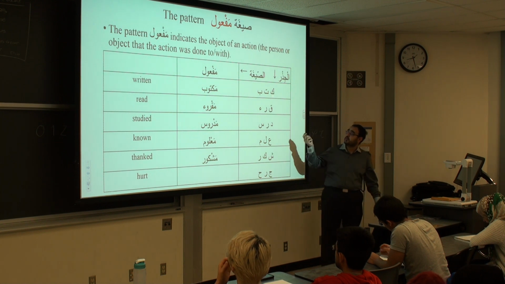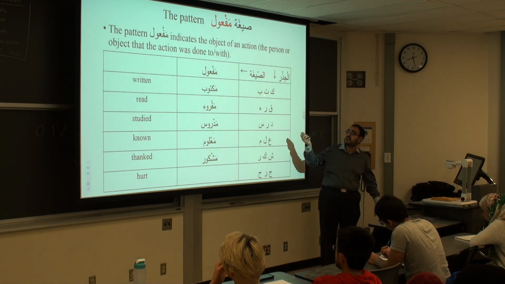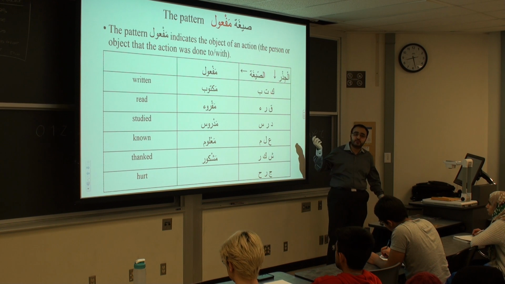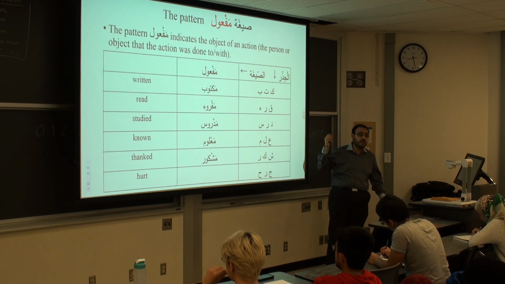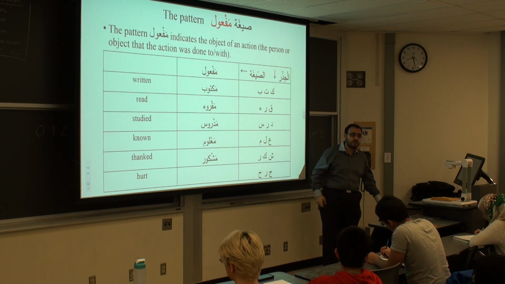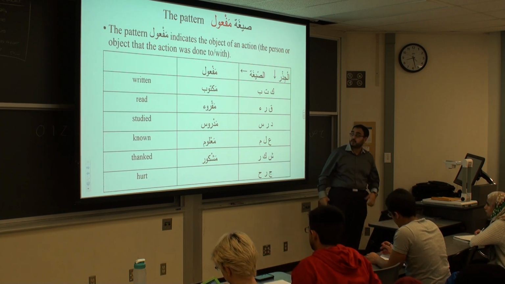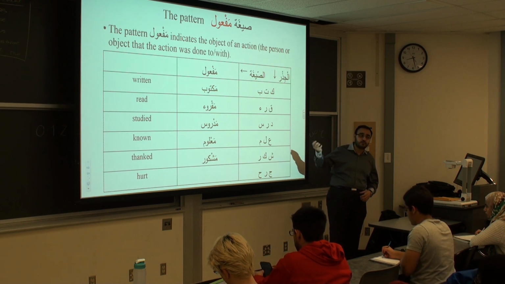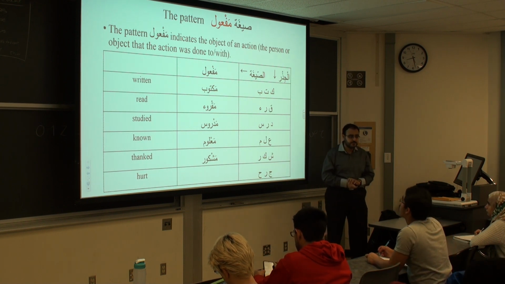Okay? So here is our root kaf, ta, ba. Again, this root has to do with writing. So let's move on to Layla. Can you read this word? Maktub, exactly. How did you form this word?